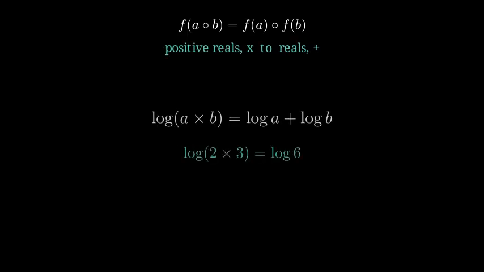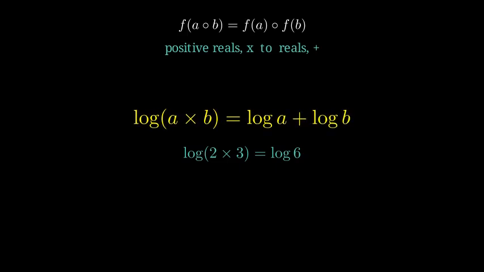Here is a familiar one in disguise. The positive reals under multiplication form a monoid. The reals under addition form a monoid. The logarithm maps one to the other. Take the symbol A and multiply it by B. The log of that product equals the log of A plus the log of B. Log of 2 times 3 equals log of 6. Is that why slide rules could turn multiplication into addition? Exactly that. That defining property of the logarithm is just the homomorphism law.